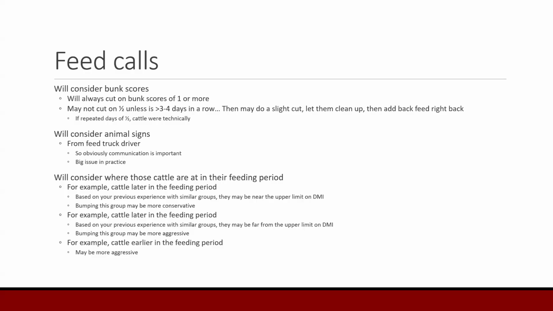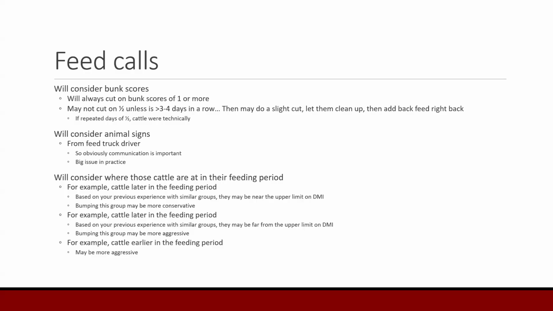And if anybody's worked with humans long enough, you know that communication is always a struggle, right? So quite often, this communication is a big issue in practice. So they'll consider where those cattle are at in their feeding period. For example, you have an animal that's been on feed for a longer period of time, so they're later in their feeding period.